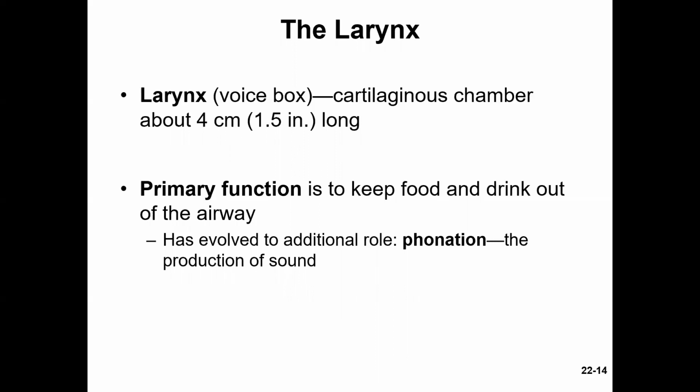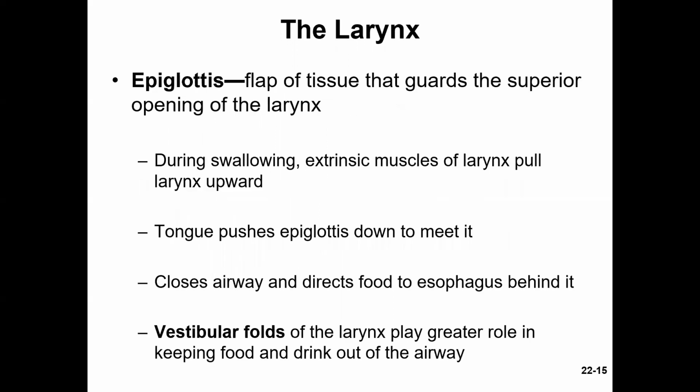Okay, the larynx. This is our voice box. It's a cartilaginous chamber about 4 centimeters long. Its primary function is to keep food and drink out of the airway. It has evolved to an additional role of phonation, that production of sound. So this helps us speak.